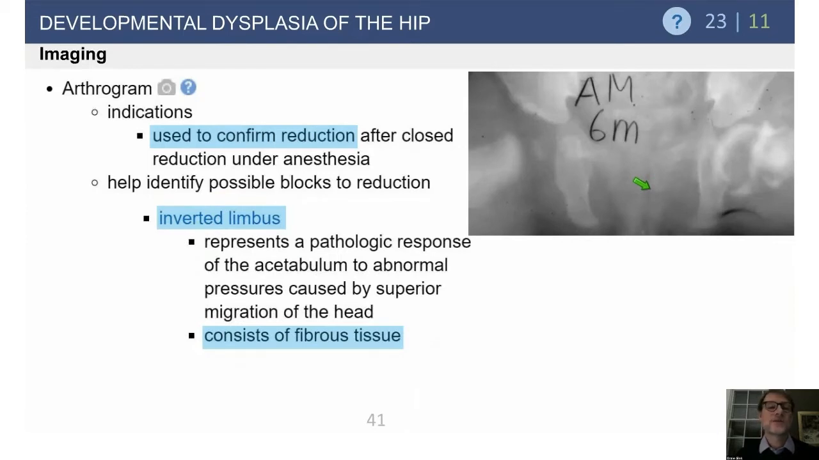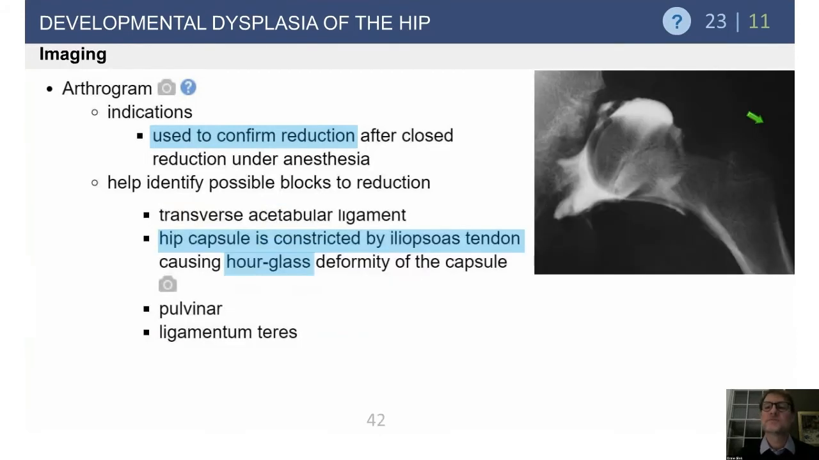Again, confirm reduction, and then in certain cases you can look. So this dye pool comes down here. For some reason, if the defect came down here, you'd say that's a labrum that's inverted into the joint, and that's going to be hard to reduce.